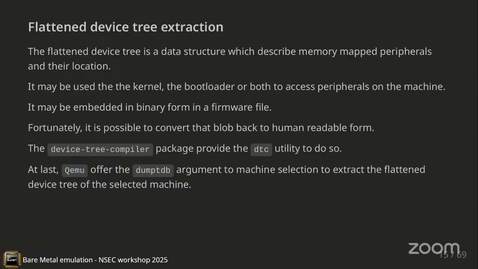And at last, there is an instruction in QEMU that allows you to dump it. So you can run QEMU with a specific board and just tell it to dump that flattened device tree on disk so you can inspect it and stop the emulation right there.